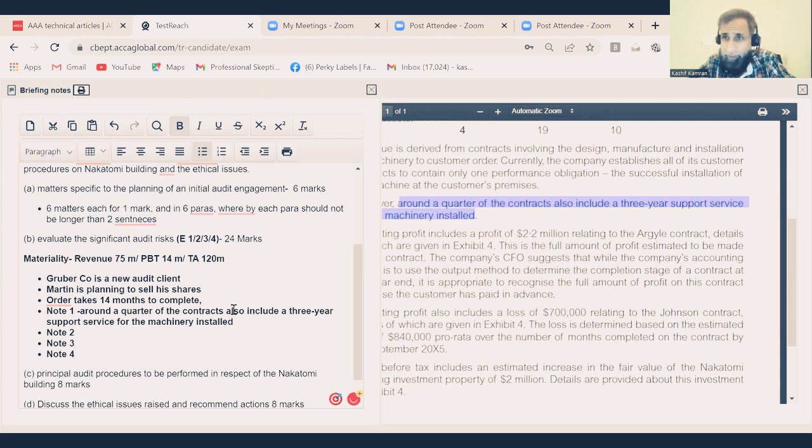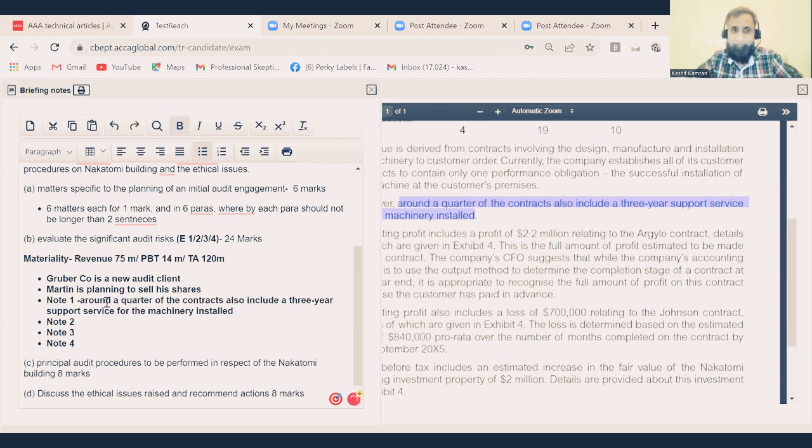So order takes 14 months to complete. Is that a risk? No, because they have the right criteria to record revenue. So I'm deleting that from my list. Order takes 14 months to complete. That's not a risk because the performance obligation criteria set by the company is very appropriate. Or do you all agree with me? So machine takes 14 months to complete and gets installed, and that is the time when revenue is recorded. So is that a risk? No. Delete.